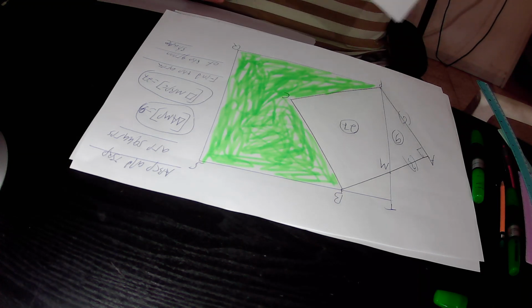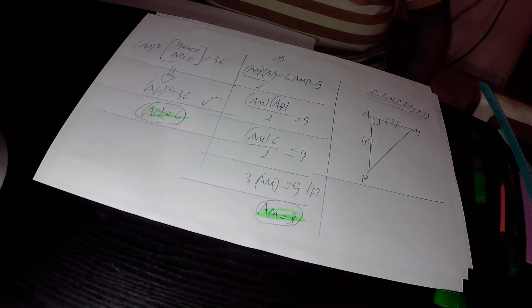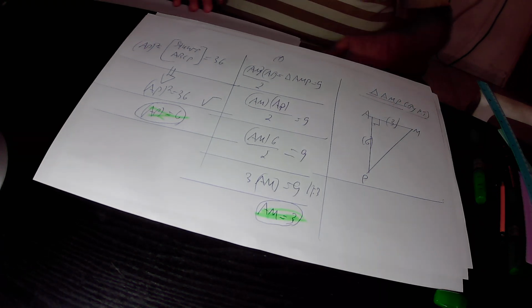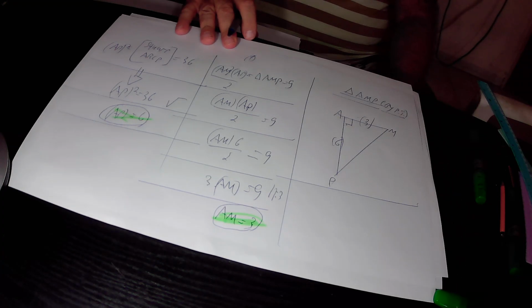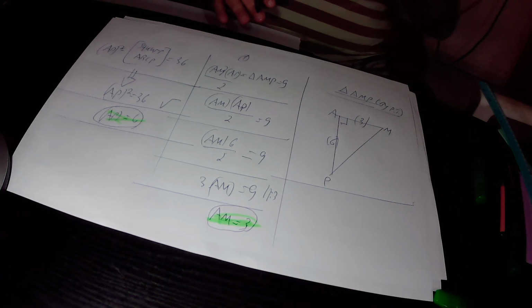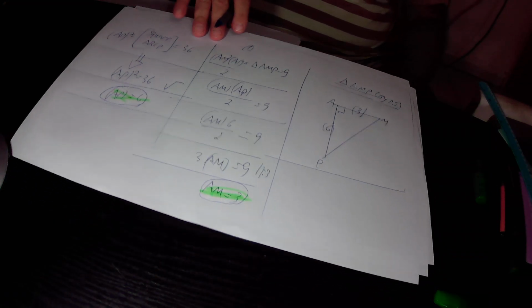Okay, this is triangle AMP, that is the proof from the original drawing. In this triangle AMP, according to the Pythagoras theorem, MP square, that is the square of the hypotenuse, equals AM square plus AP square. So write it down.